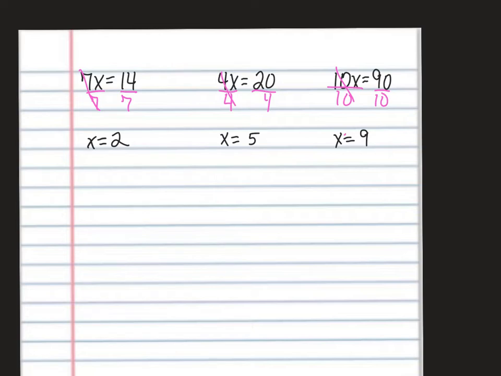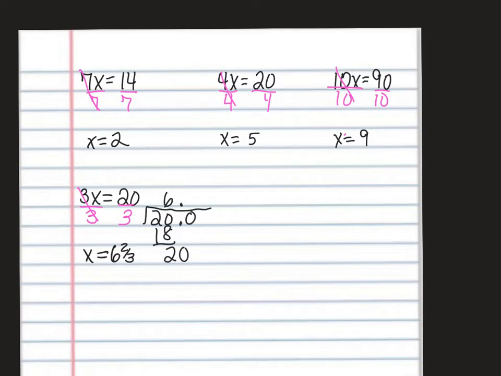Now, they won't always be whole numbers. Let's try one of those. Divide by 3, cross out. What's my answer? Well, 3 goes into 20 6 times, which is 18, and there's 2 left over. So the answer is 6 2/3. You could draw a decimal and a 0 and bring it down, and you could give me a decimal answer. That's fine. But not everything is a nice, pretty whole number like that.